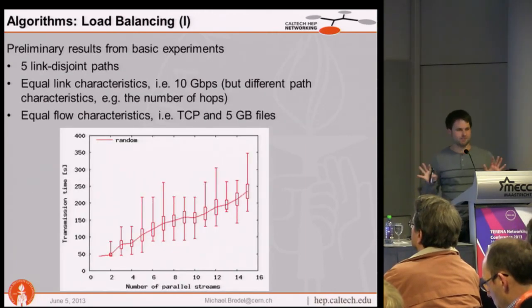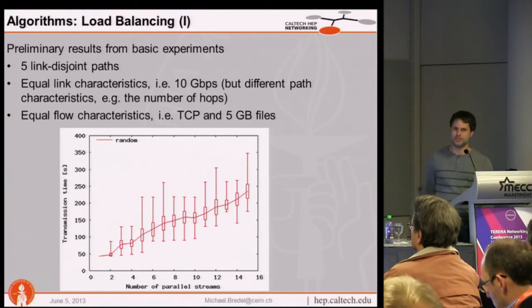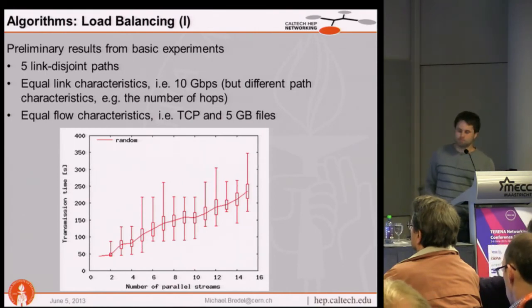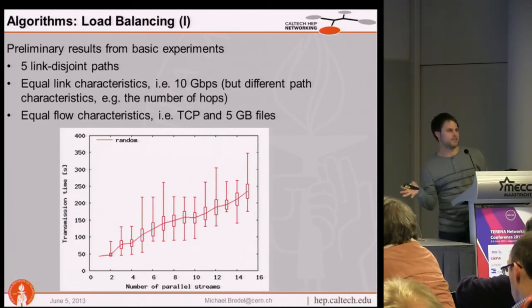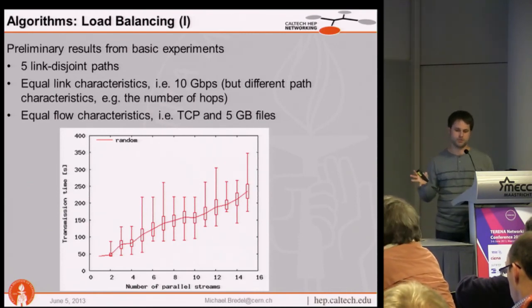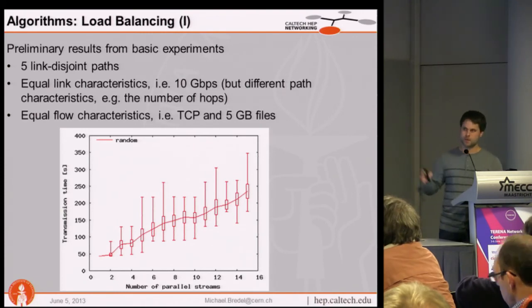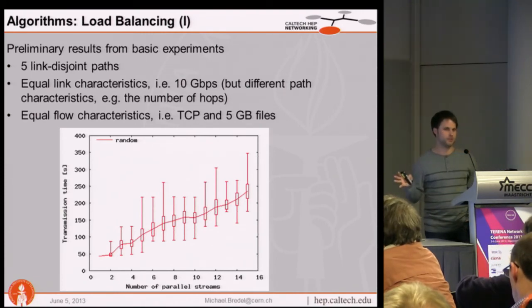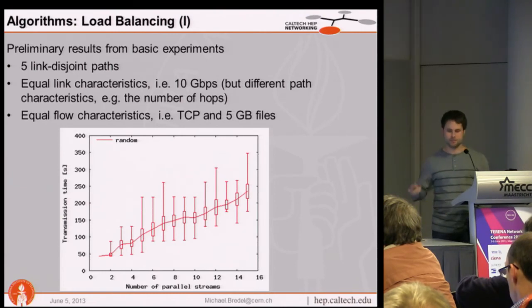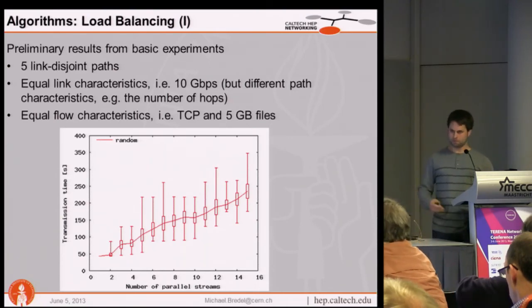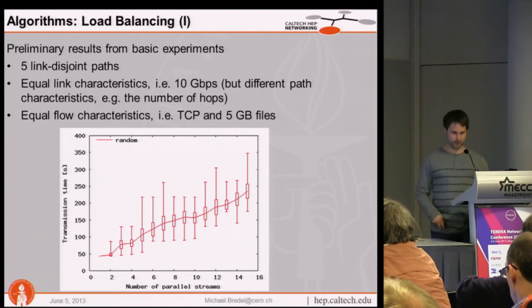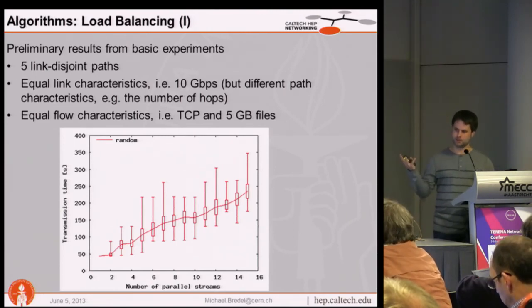That's a really small experiment I did right before TNC. I just used a topology where I had 4 link-disjoint paths, which basically had the same characteristics, that is, in terms of capacity. So all the paths had 10 gigabit per second capacity, with a different number of hops. And then I used several TCP streams generated by iPerf, and each TCP stream transferred 5 gigabytes of data.